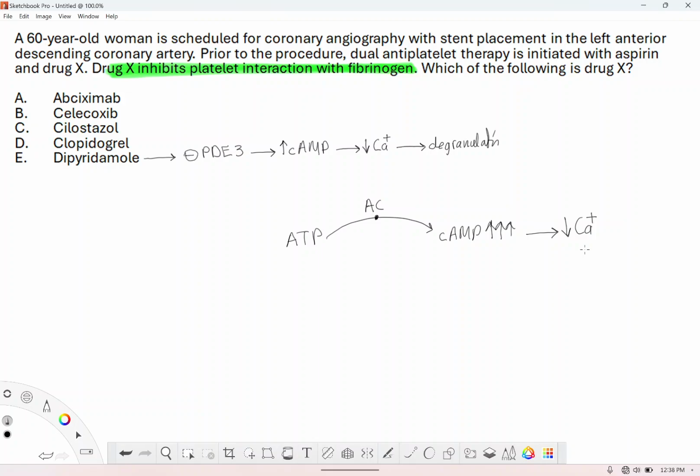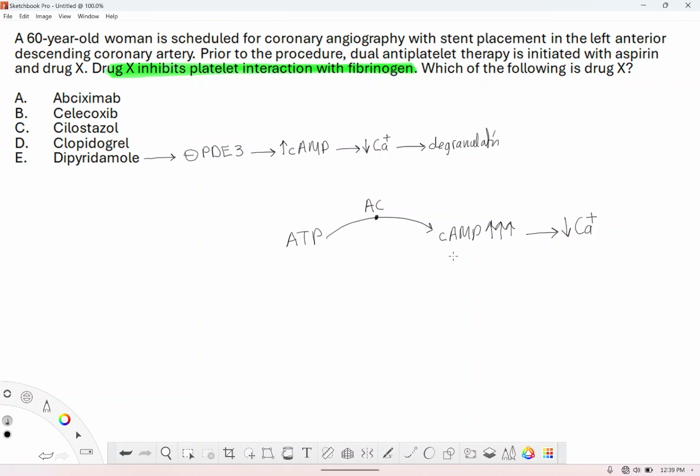Exocytosis, degranulation requires calcium. Simple as that. So if the calcium is low, then there will be no degranulation, no exocytosis of the content that is stored within those vesicles. All right.